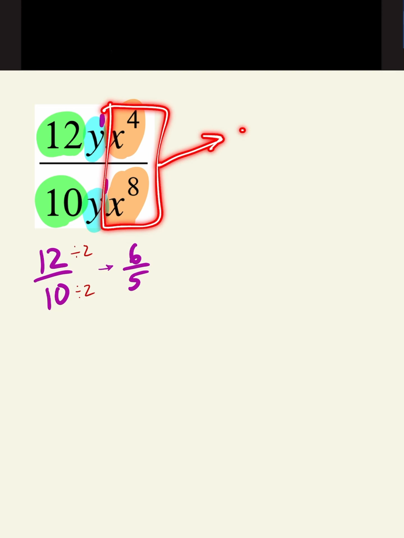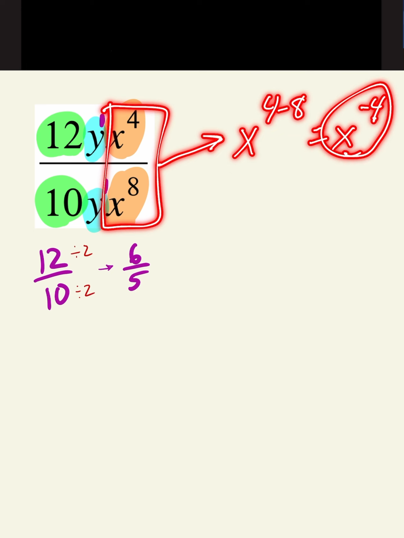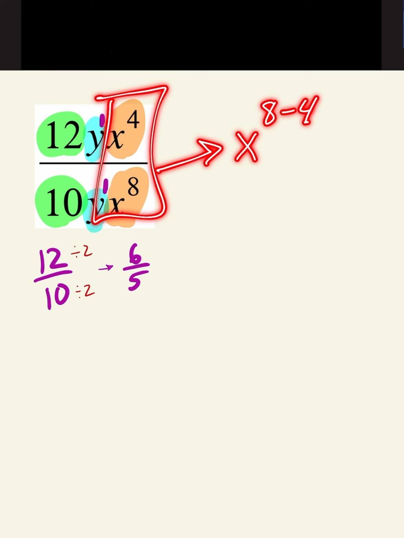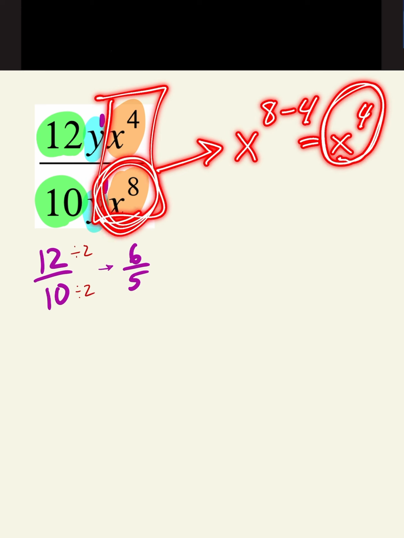So if we were to subtract this normally, we would end up with x to the 4 minus 8, which would give us x to the negative 4. And since negative exponents can sometimes be confusing, it might make more sense if you do the subtraction that will result in a positive number, and just know that these 4 x's will end up on the bottom because originally there were more x's on the bottom.